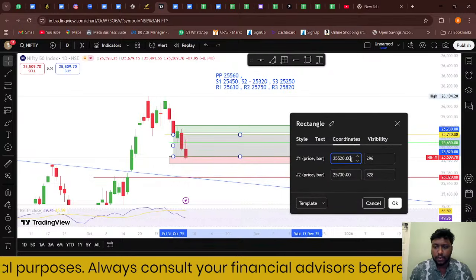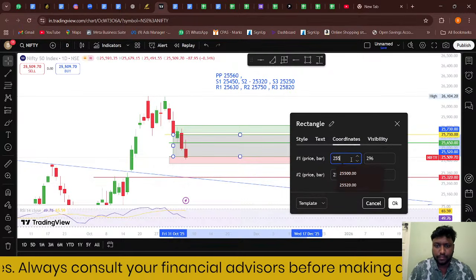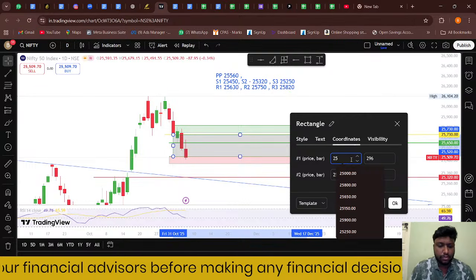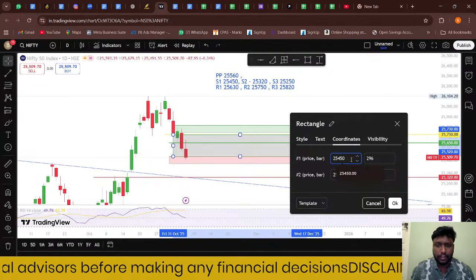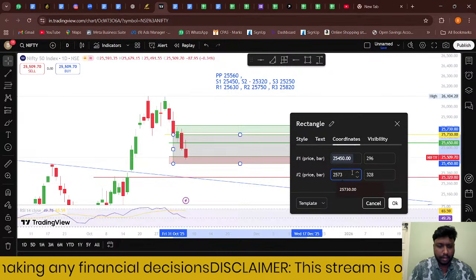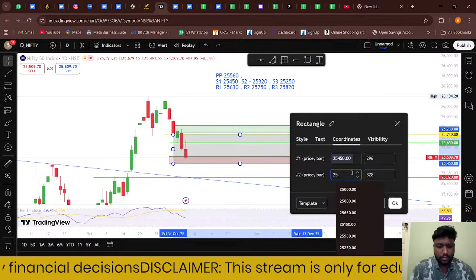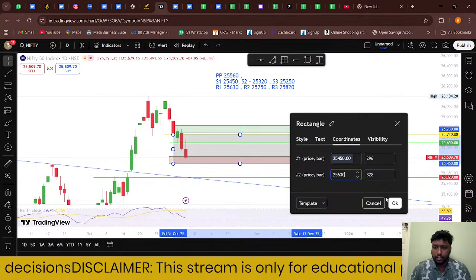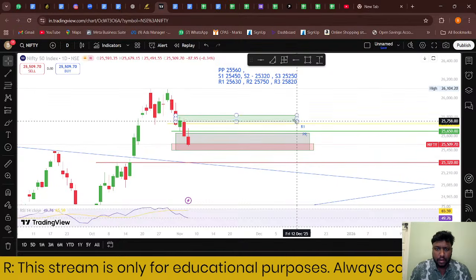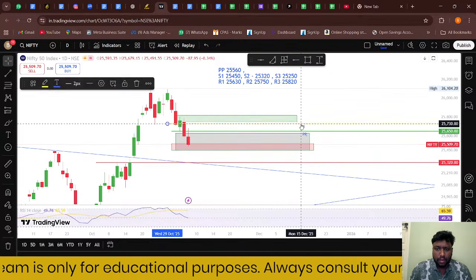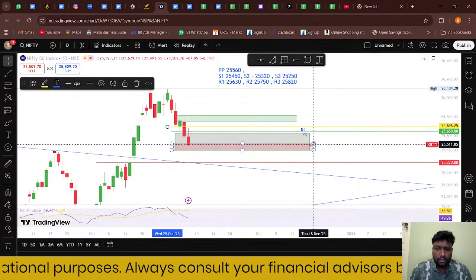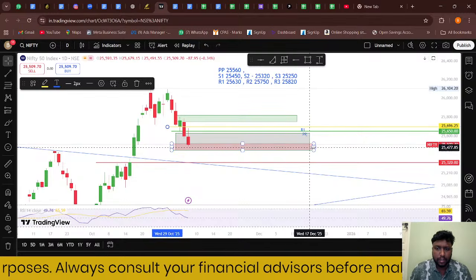The sideways zone will be between S1 and R1. 25,450 will be the S1 and R1 will be 25,630. This will be the consolidation zone. We have a good gap between both these zones. I'll mark the bearish zone and explain that.